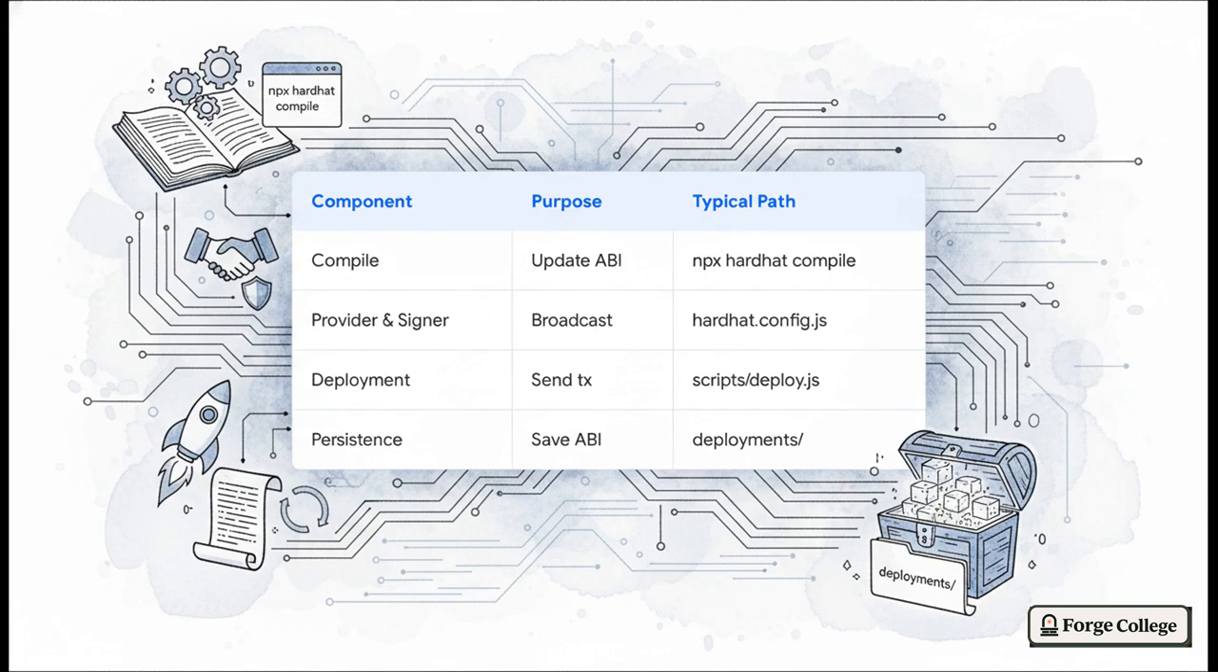Your compile step usually happens via a simple Hardhat command in your terminal. Your provider and signer configurations live right inside your hardhat.config.js file. The actual deployment action, where the code executes, lives in your scripts/deploy.js file. And that crucial persistence step we talked about? That saves your addresses and ABIs directly into a dedicated deployments folder right in your project root. The takeaway here is that everything has its designated place.